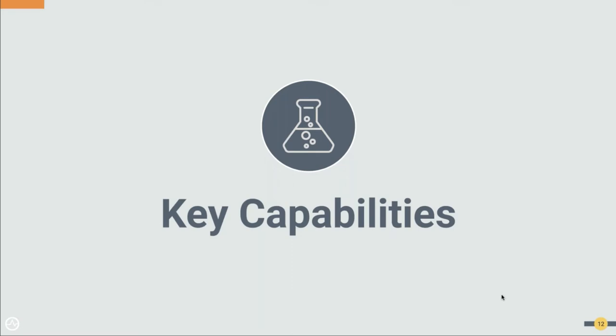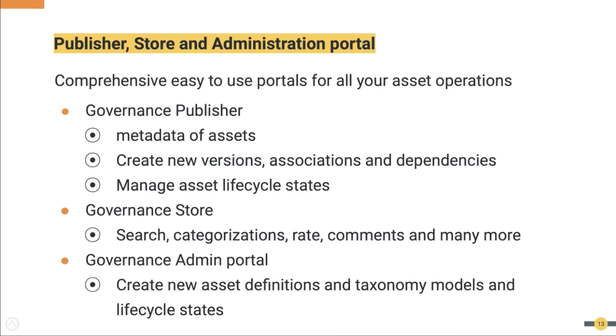Okay, so the key capabilities, I already told about the business problem and why we need such a solution. So the key capability of the WSO2 digital assets governance solution, there are three main portals, which are the publisher, store, and the administration portal. Those are comprehensive, easy to use portals. And if you're familiar with the WSO2 API manager, you will be a little familiar with these portals as well. So it's similar to that.